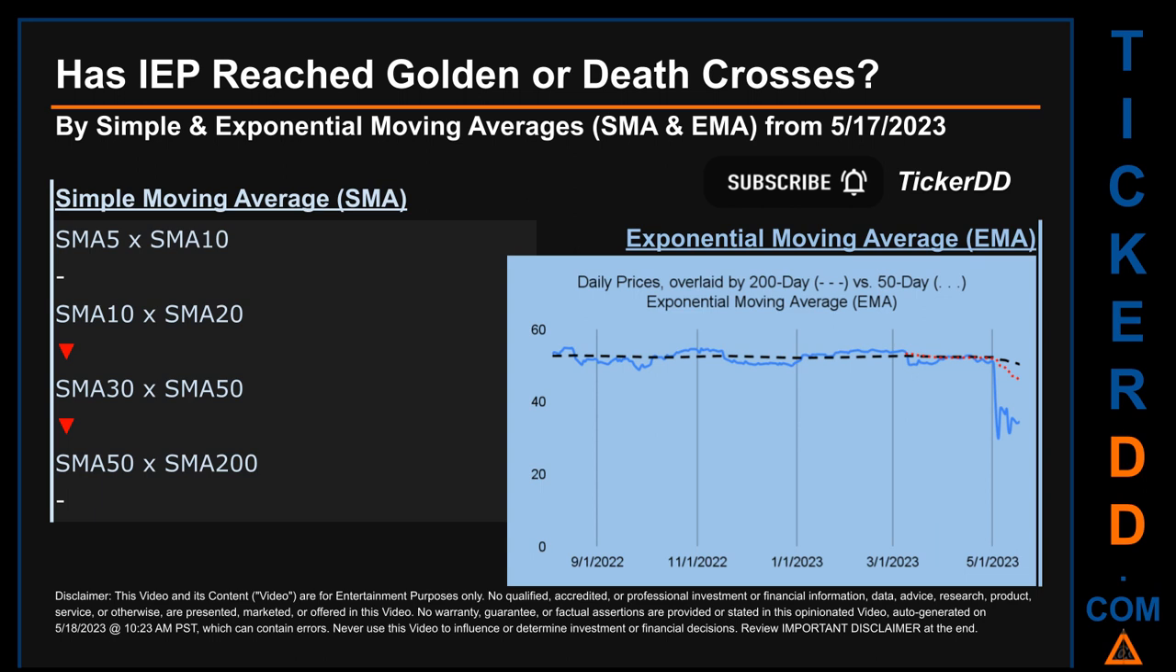Continuing with SMA, we looked across the 5 to 10, the 10 to 20, and the 30 to 50-day ranges to see if golden and death crosses had been reached. We found death cross signal for the 10 to 20, the 30 to 50. We could not find neither golden cross nor death cross signal for the 5 to 10, the 50 to 200.